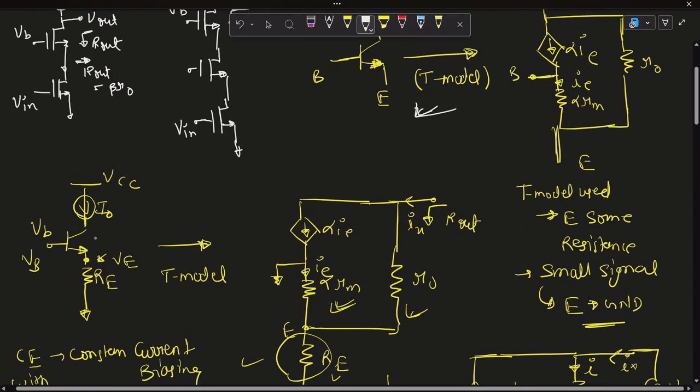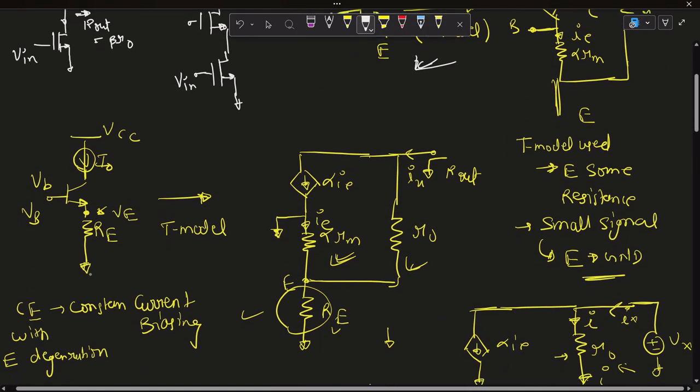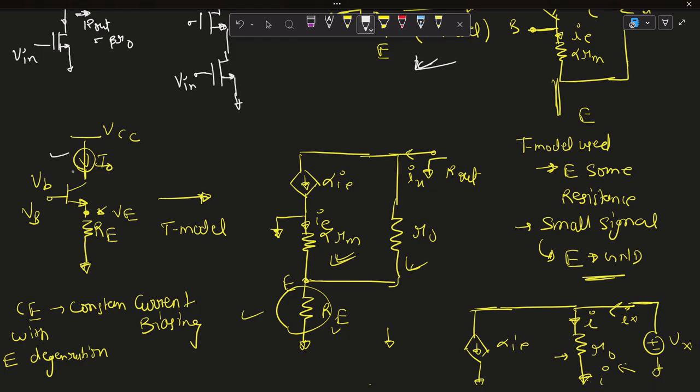So I am taking one common emitter stage with emitter degeneration and with constant current biasing. And let's move to the T model. First of all, why do we use the T model? There are two models: one is the T model, and another is the small signal model.